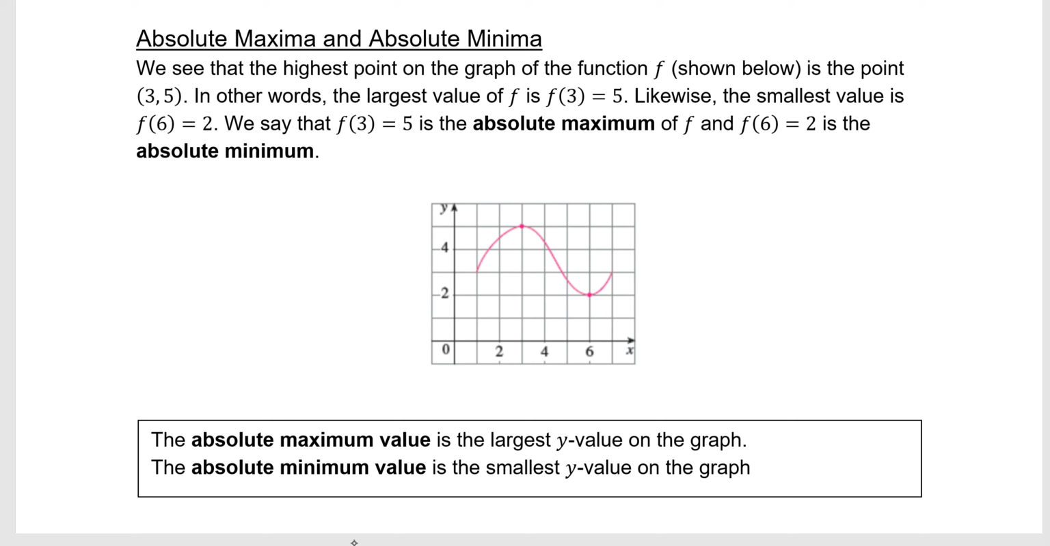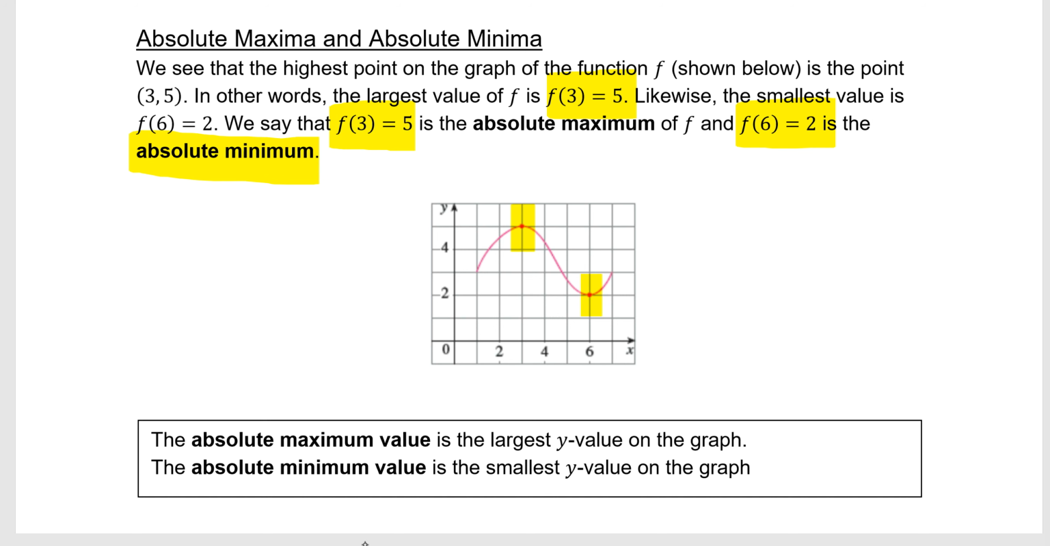So if we're looking at this graph down here, we can see that the largest value of the function is f of 3 equals 5, right? Because that's just the largest y value for the function. And we can also see that the smallest value of the function is f of 6 equals 2. So what we would say is that f of 3 equals 5 is the absolute maximum, and f of 6 equals 2 is the absolute minimum.